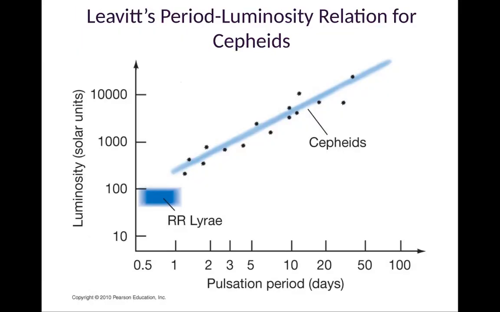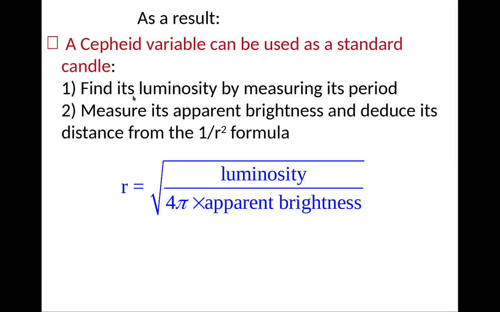All right, and here's her relationship. There's the Cepheids. There's the RR Lyrae stars. The RR Lyrae stars have pulsation periods of less than a day or so. There's the pulsation period on the x-axis, the luminosity on the y-axis, and there's a relationship. It's actually pretty tight. So if you can measure the period, you know exactly what the luminosity is going to be.